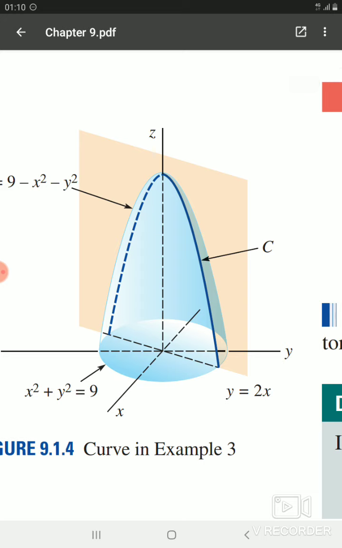Now we have studied vector valued functions. In the next class we will study the limits, derivatives, etc. of these vector valued functions.